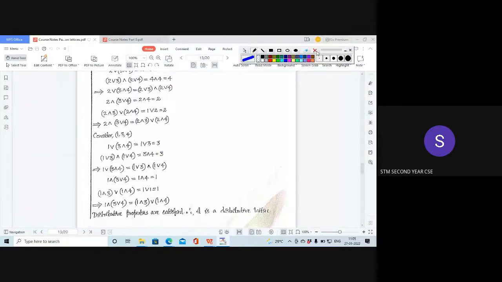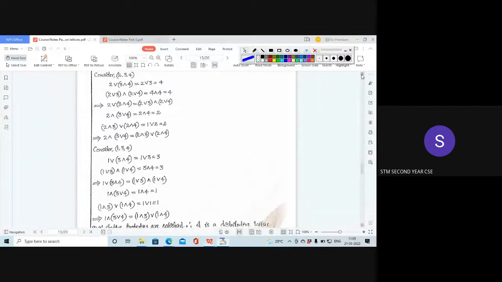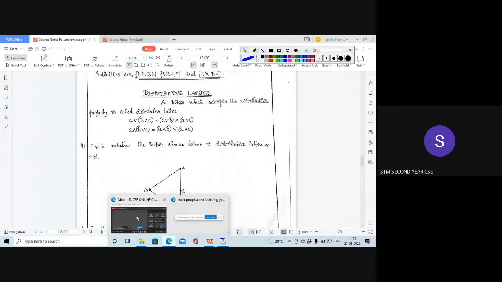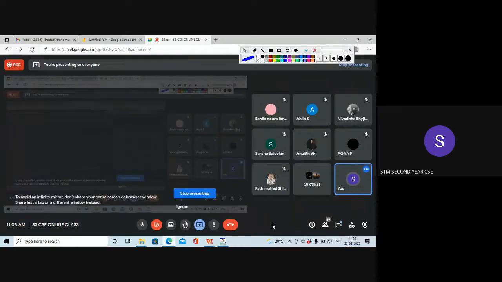All these are equal, and so this distributive property is satisfied for all the combinations in the lattice, and hence we call it a distributive lattice. Is it clear? Do you know how to check whether it is a distributive lattice or not? This is solved and I had uploaded this.